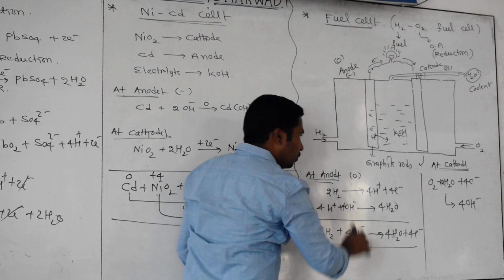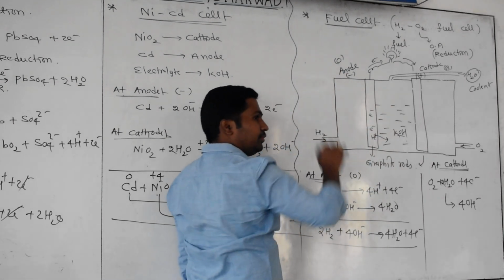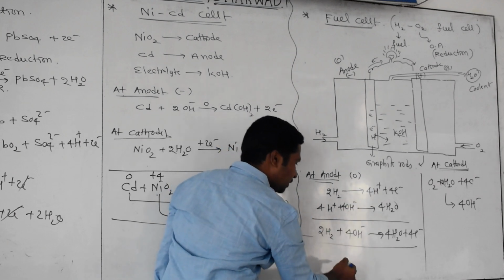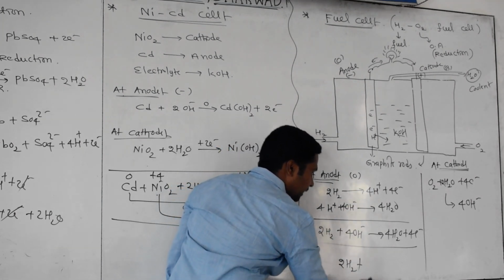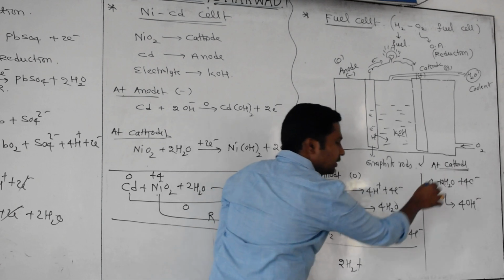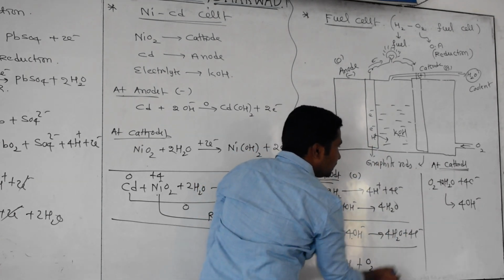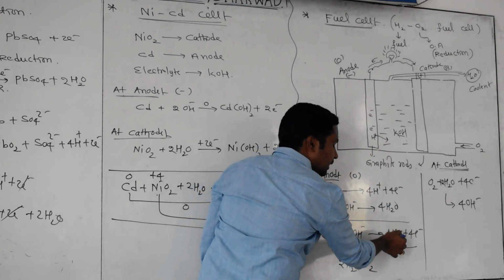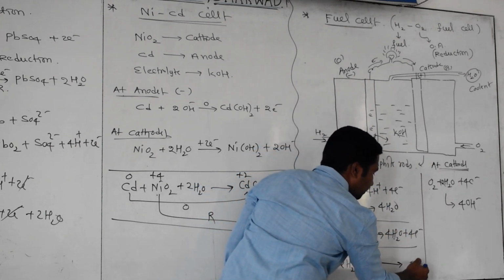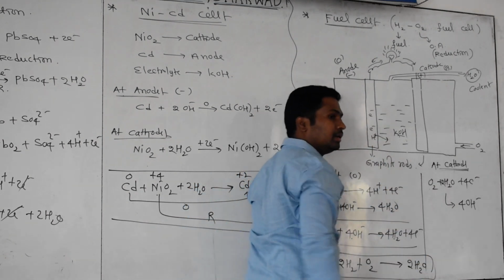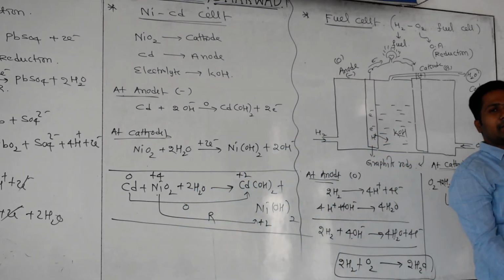Now my question: what is the whole cell reaction in the fuel cell? Anode reaction plus cathode reaction. Can you tell? 2H2 plus 4OH on the left, and on the right side 4OH cancel. Then on the left side O2. Here on the left side 2H2O, but on the right side 4H2O. Finally, what remains? 2H2. So, what is the whole cell reaction? 2H2 plus O2 gives 2H2O.